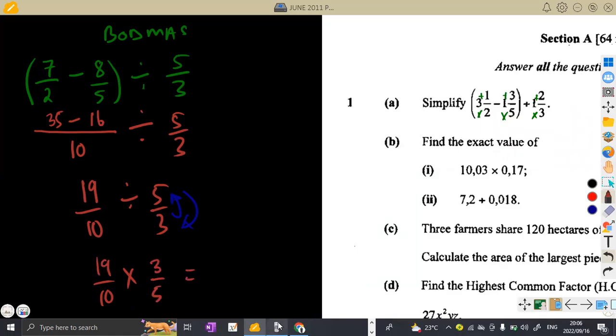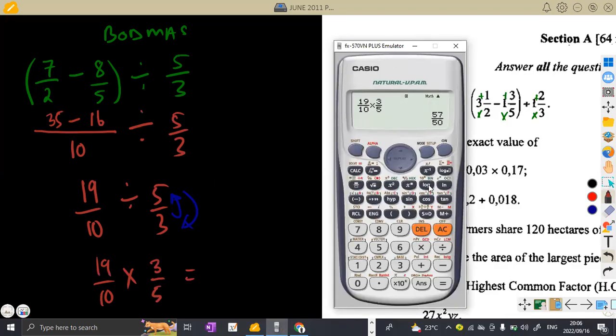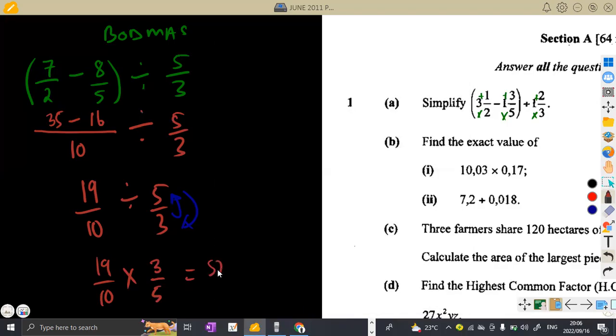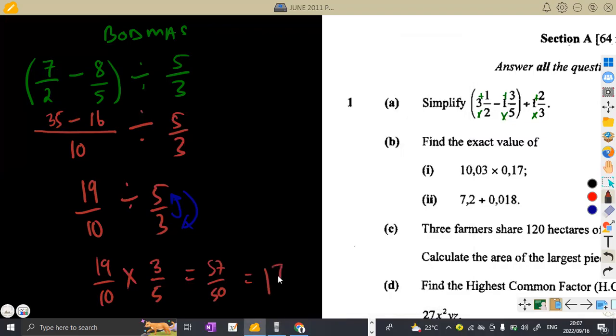This is paper 2, guys. Do not worry too much, just use your calculator here. 19 over 10, like that. Then we multiply by 3 over 5. So use your calculator to your advantage in paper 2. This is 57 over 50, which you can express as a mixed fraction. That's shift here, which is going to be 1 and 7 over 50.